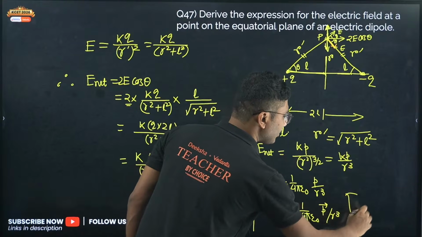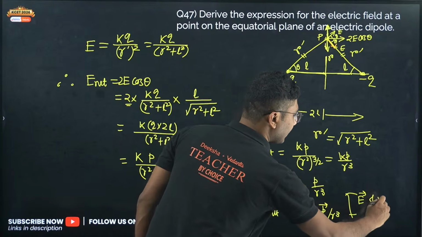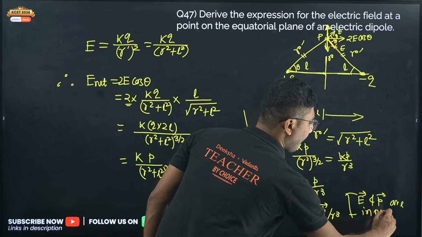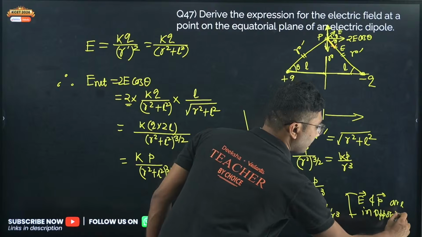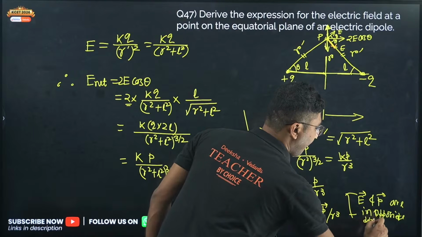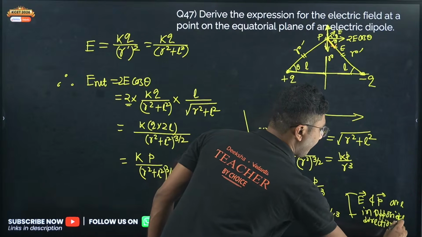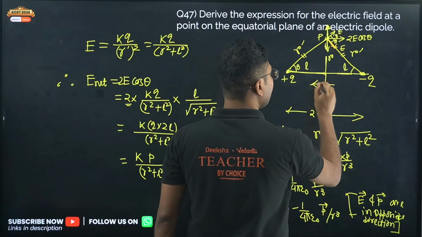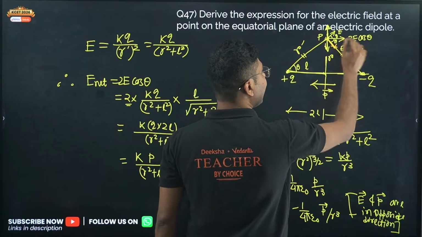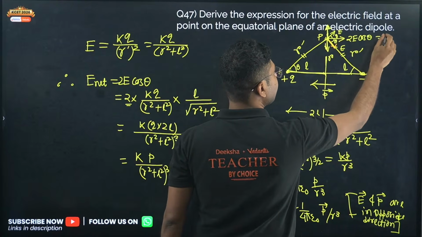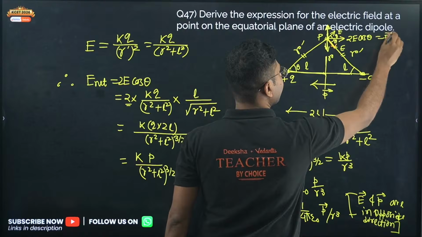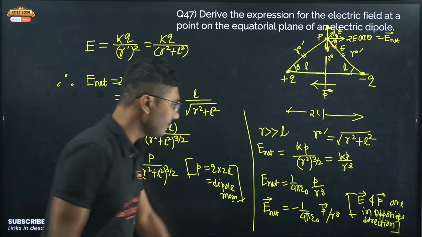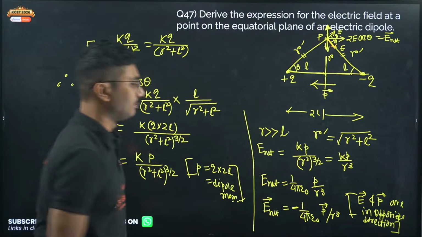Okay, here you have to mention E vector and P vector are in opposite direction. Very, very important to mention it. P vector is from negative to positive, so this is the direction of P. Net electric field is in this direction, so this is electric field net. That is why the direction of net electric field and P vector are opposite, and that is why there is a negative sign. You cannot skip this negative sign. Clear?